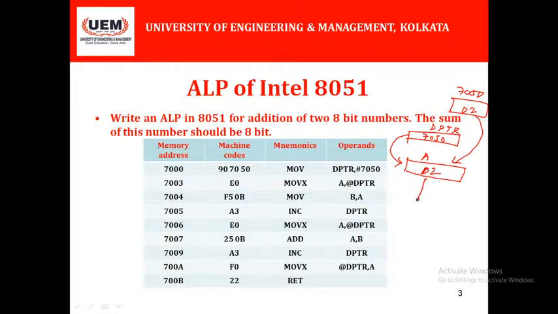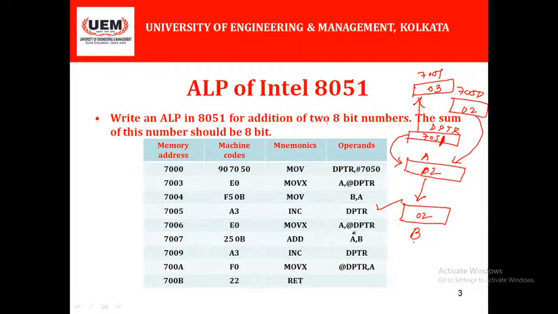Now this value we are transferring to the B register, so the B register value becomes 02. Now increment DPTR. DPTR is incremented by 1, so it is 7051. Now it is not pointing to 7050, it is pointing to 7051. Let's say the value there is 03.